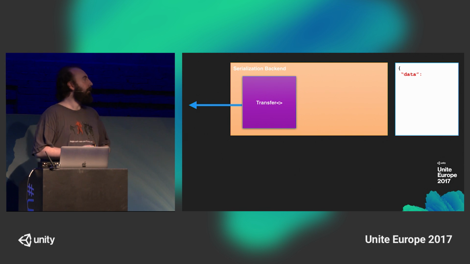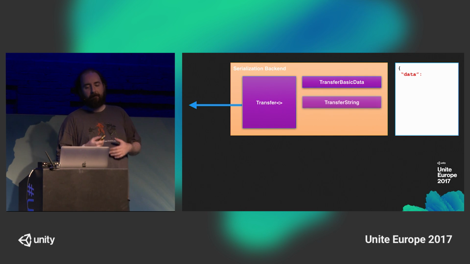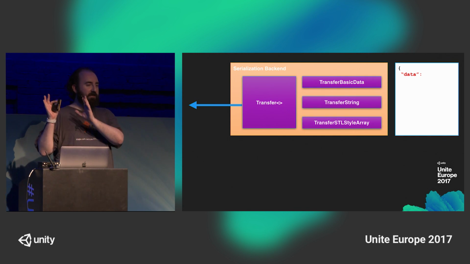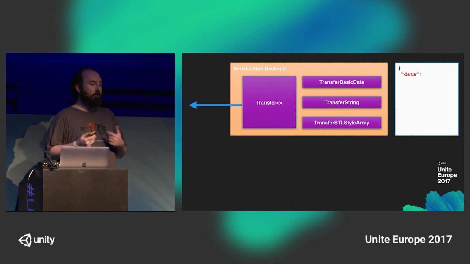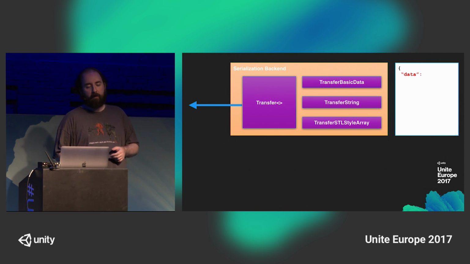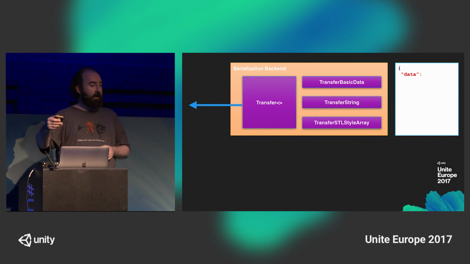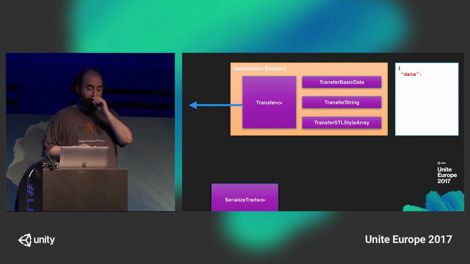When it comes to writing the value, though, there's a whole bunch of different ways we can encode things. So the backend will have separate functions for transferring basic data like integers and floats and so on. It has something slightly more complex for transferring strings. It has much more complex things for transferring arrays or maps or other kinds of collections. And we somehow need to go from a transfer function to the appropriate kind of back-end individual value writer. But we want to do that based on the type of the thing that we're transferring. And for this, we use something called serialized traits.